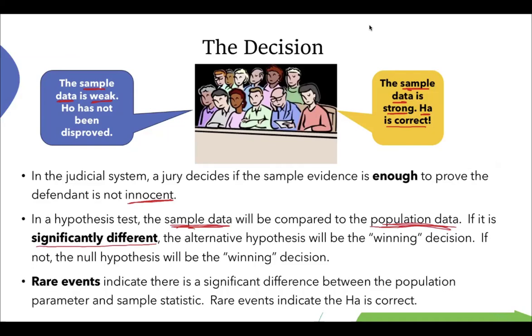Rare events, when they occur in hypothesis testing, when we calculate probabilities and they are rare, indicate that there is a significant difference between the population parameter and the sample statistic. Rare events indicate that HA is correct. So HA will be the winning decision in that case.